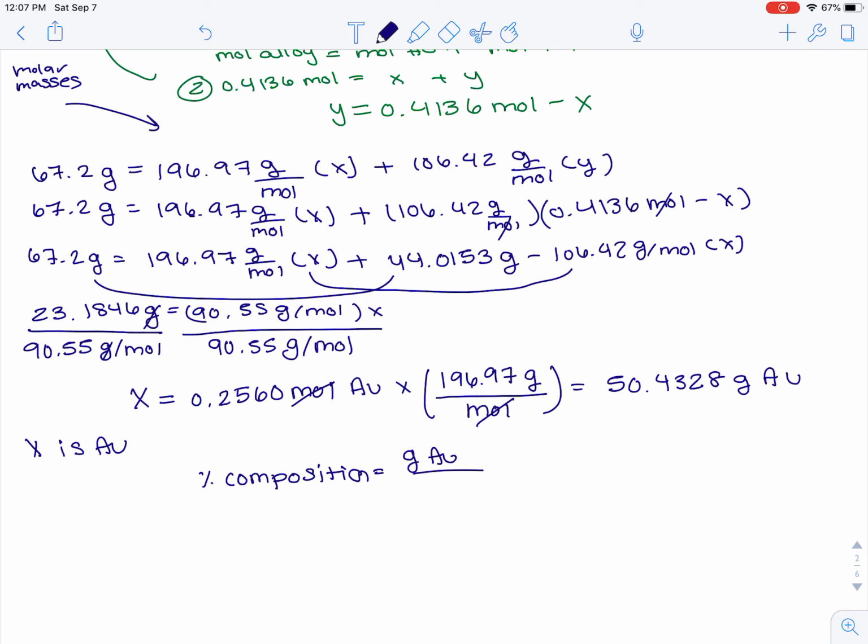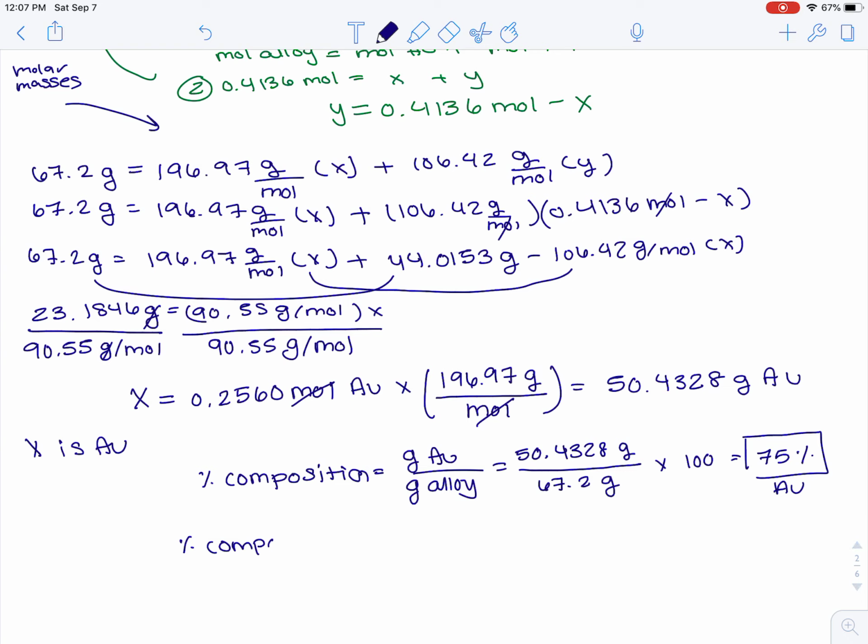So then percent composition is mass of gold over mass of alloy, which is 50.4328 grams divided by 67.2 grams times 100, and that comes out to be 75% for gold. Then for the percent composition of palladium, you know that it has to be 100, so you take your 100 minus 75, which gives you 25% of palladium. So the alloy sample is made up of 75% gold and 25% palladium.